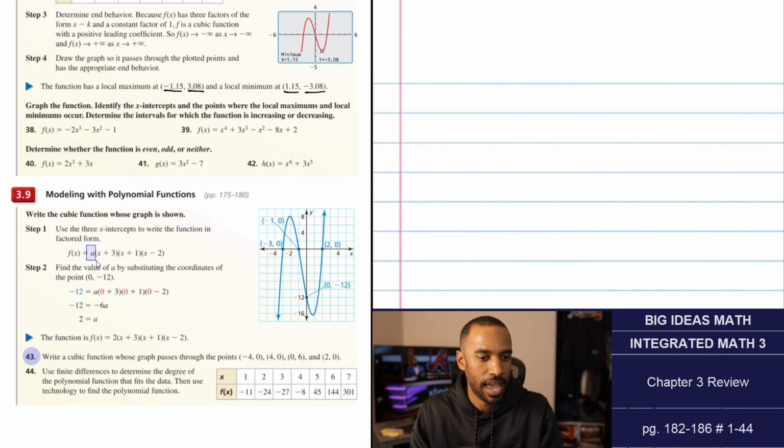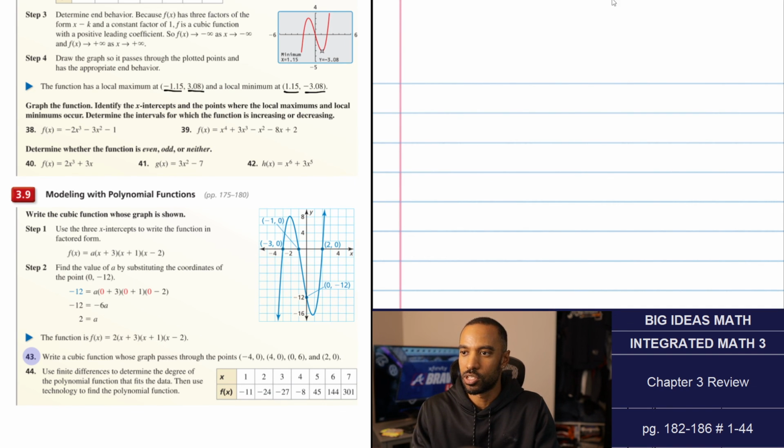And they're going to find their a by plugging in the x, y of the 4th point at 0, negative 12. Negative 12 for y, 0 for x. 0 plus 3, 0 plus 1, 0 minus 2. Multiply 3, 1, and negative 2 and get negative 6. Divide both sides by negative 6 and you get a equals 2. So therefore, in factored form, your equation is f of x equals that guy.